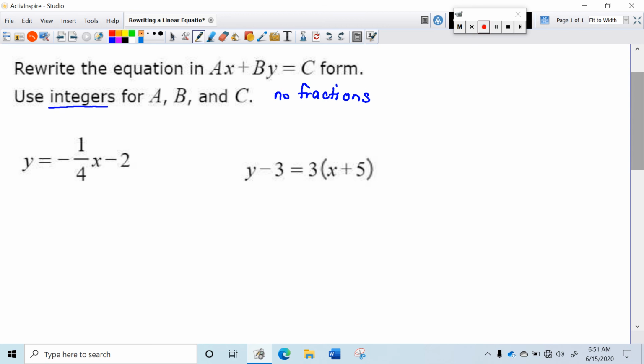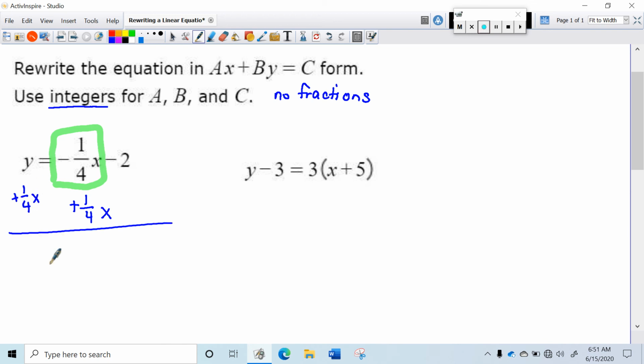The first thing you want to do is see how x and y are on the same side of the equal sign. So we need to move this x, the entire thing, everything stuck to x, to the other side. You're going to do that by opposites. So the opposite of negative 1/4 x is a positive 1/4 x. So I'm going to add 1/4 x to both sides.